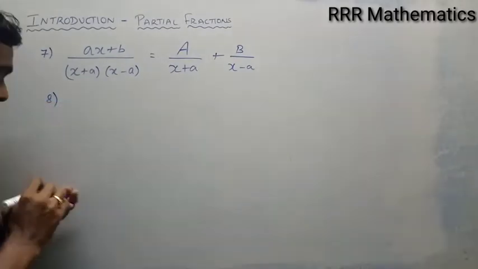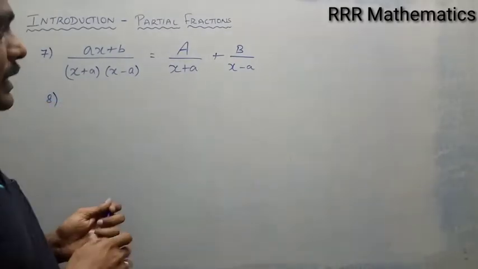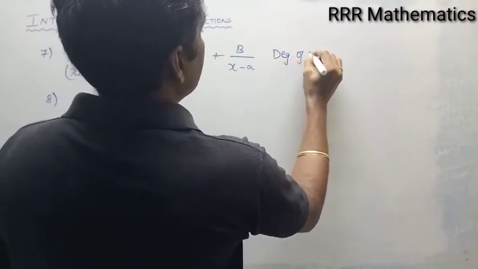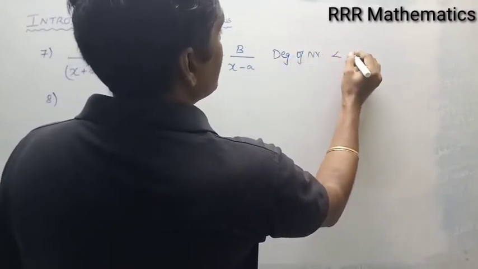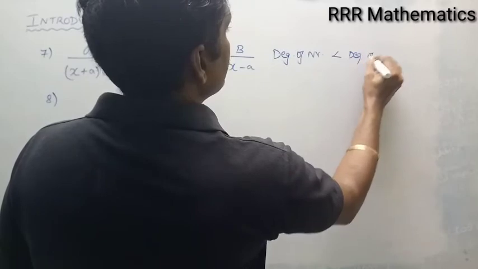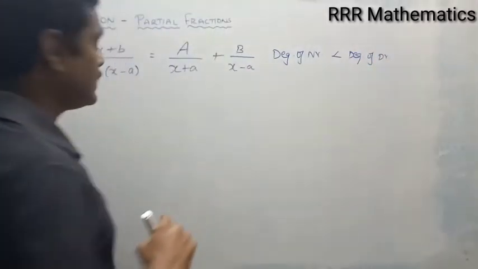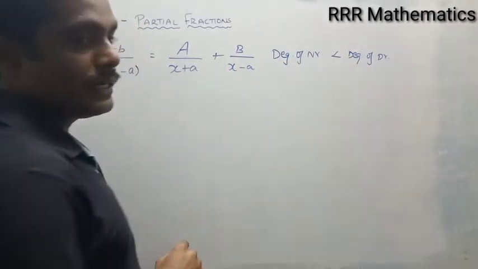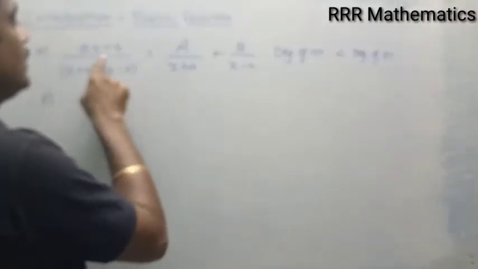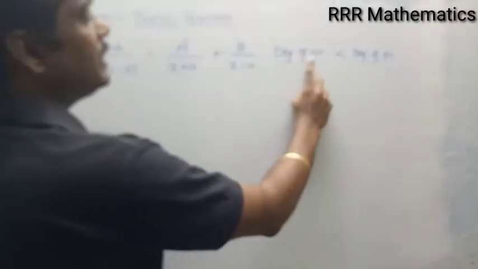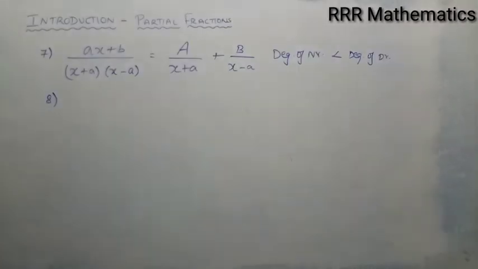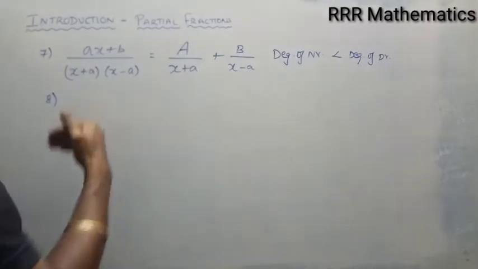Now, in the first 7 cases, the degree of the numerator is always less than the degree of the denominator. In the first 7 cases, the degree of the denominator is always more than the numerator. We may discuss with constant or something, but anyway, the degree of the numerator is always less than the degree of the denominator. Suppose the degrees of the numerator and denominator are equal.